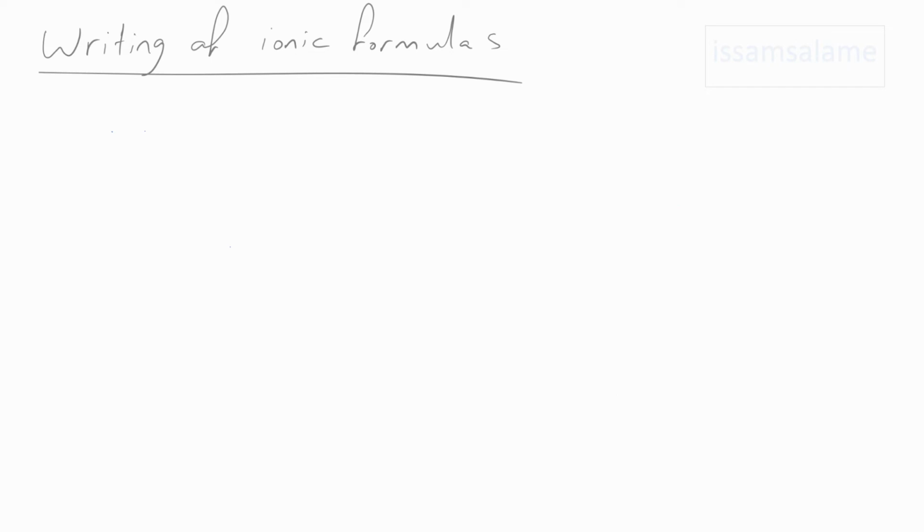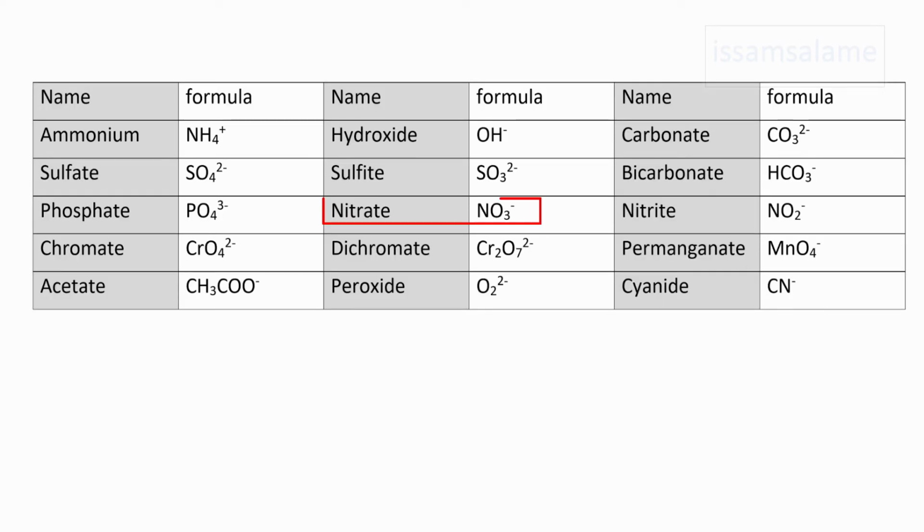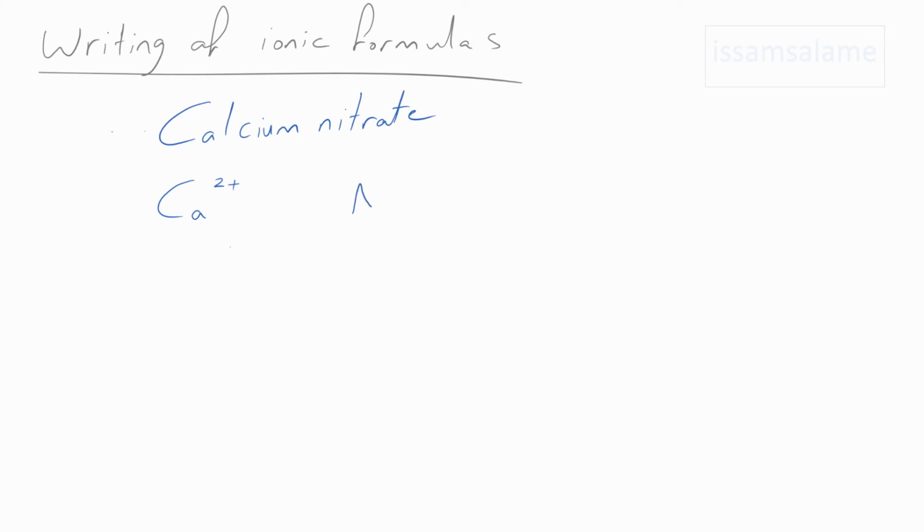Let's see how to write ionic formulas when we have polyatomic ions. Like here we have calcium nitrate. Calcium is Ca2+, and nitrate, we can check it in the table that I gave you a while ago. It is NO3-. So we write the formulas for calcium and nitrate, and then we swap the charges without their signs. Here we have to keep in mind that when we multiply a polyatomic ion with a number, we should put it in parentheses, and the formula is going to be Ca(NO3)2.